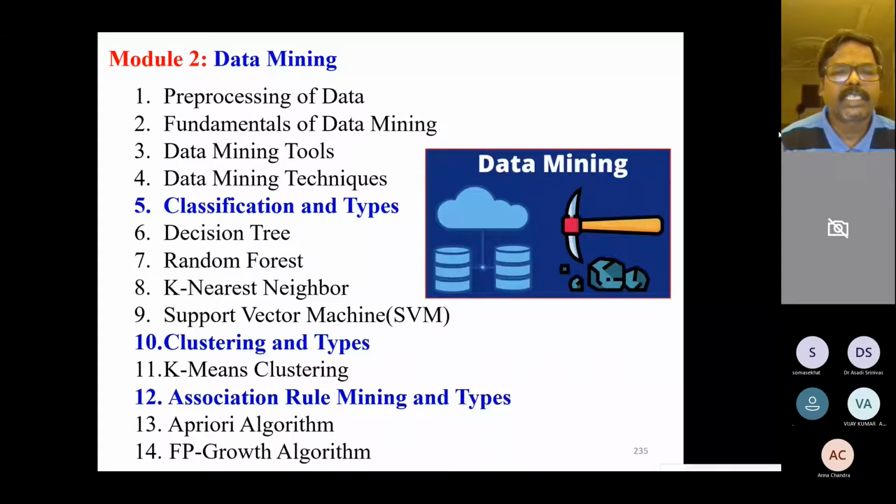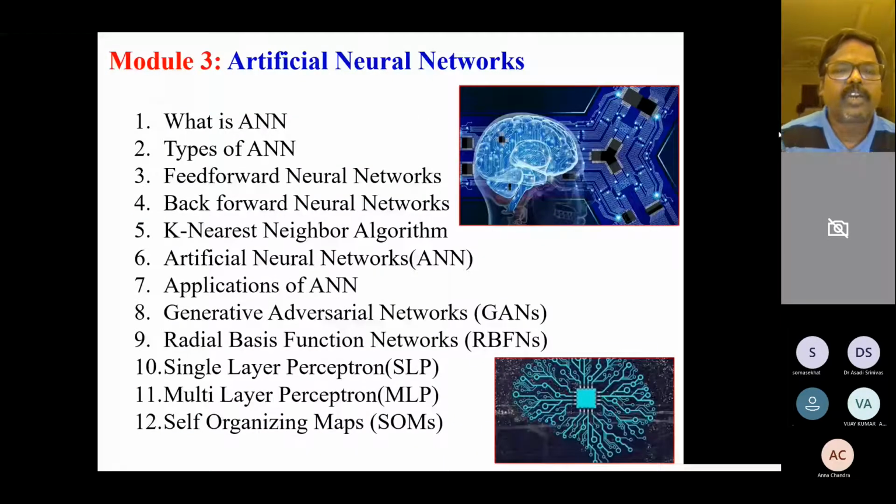There are 3 approaches, 3 concepts majorly we are using in data mining: classification and types like decision tree, random forest, k nearest neighbor, support vector machine. I'm going to demonstrate these classification techniques, followed by clustering and types: K means clustering, association rule mining and types, a priori algorithm, FP growth algorithm. I'm going to demonstrate. Then followed by the artificial neural networks.